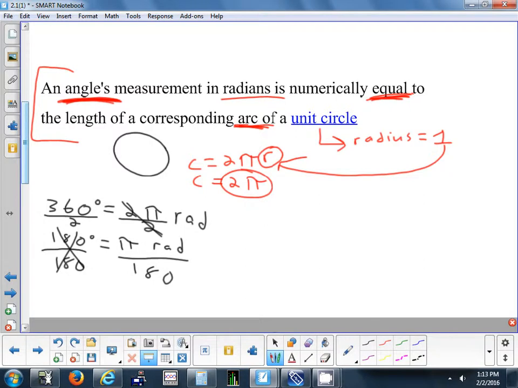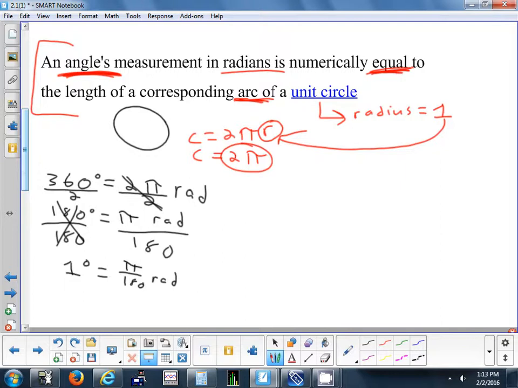Okay, and that tells me that in 1 degree, there are pi divided by 180 radians. And now, what if I wanted to know 2 degrees equals how many radians? What could I multiply each side by? 2. Yeah. If you multiplied this by 2, multiplied that by 2, now in 2 degrees, it's 2 pi over 180. What if I wanted to know 5 degrees? What would I multiply by? Yeah, if you multiply each side by 5.